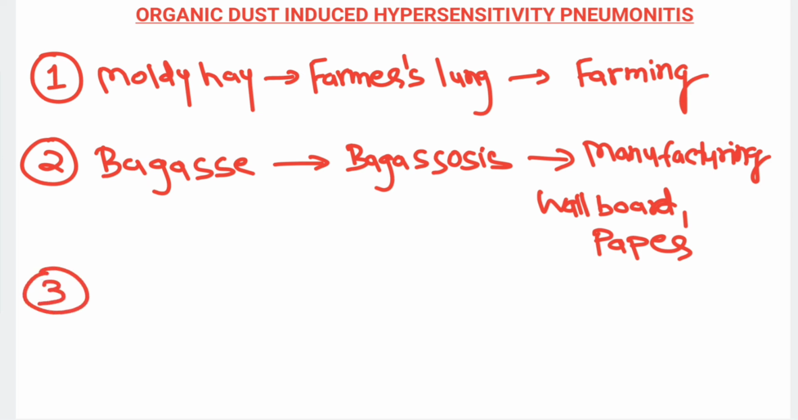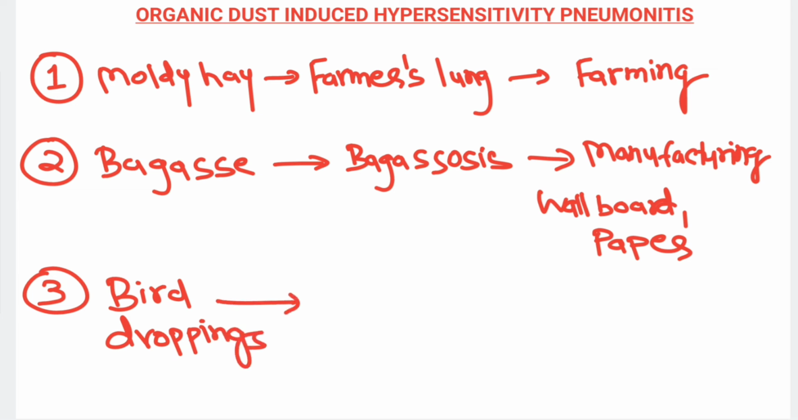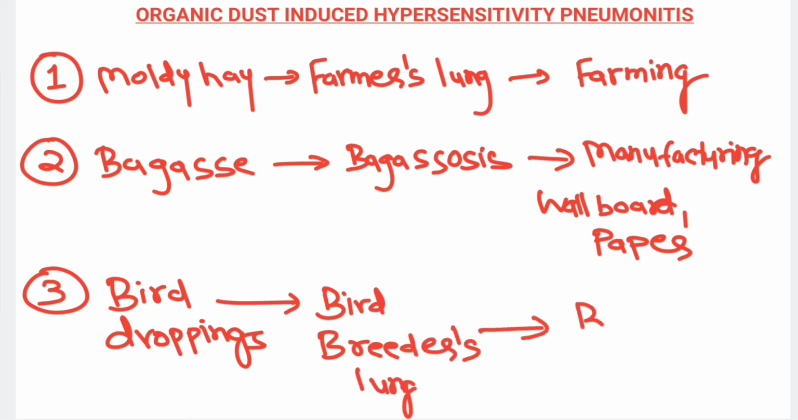The third example of organic dust induced hypersensitivity pneumonitis is bird dropping. It can lead to development of bird breeder's lung. The disease developed is bird breeder's lung, and the bird breeder's lung is developed because of bird handling. Those who are involved in bird handling can develop this particular disease.